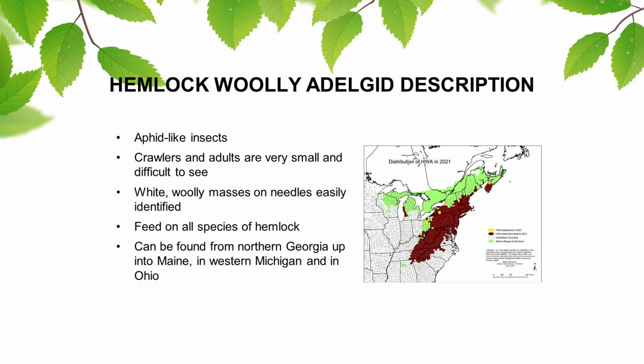They feed on all species of hemlock. Hemlock woolly adelgid can be found from northern Georgia up into southern Maine. They have recently been found in western Michigan and northeastern Ohio. Hemlocks in any area of the country are at potential risk.